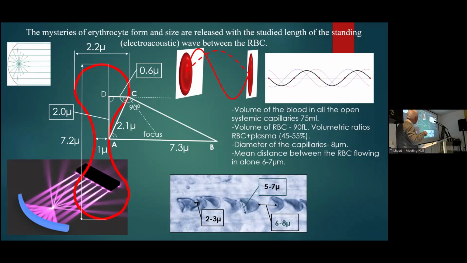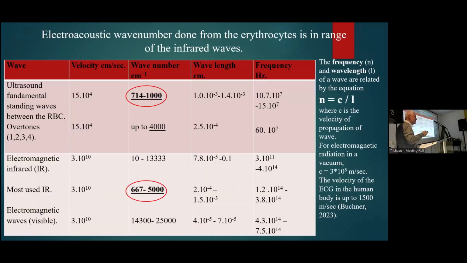It means the length of this wave must be 2 times higher than the distance between the erythrocytes. And this length is 14 microns. You can see here, 14 microns. And from the wavelength, you can quantify the wave number. And the wave number comes close to the wave number of the infrared rays. But this number specifies the vibration of molecules inside the body.